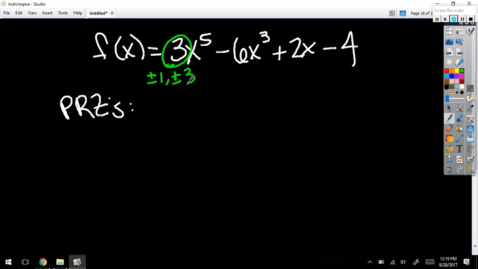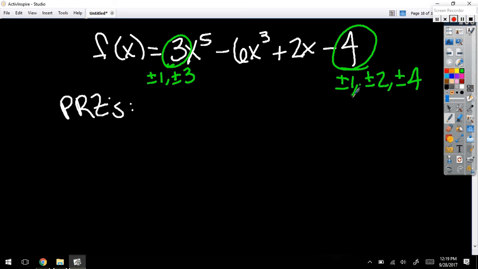I'm going to just list the factors under here. If you know the factors, you don't have to list them. It helps me to see them. Right? So now I need to make every possible fraction dividing the constant by the leading coefficient.